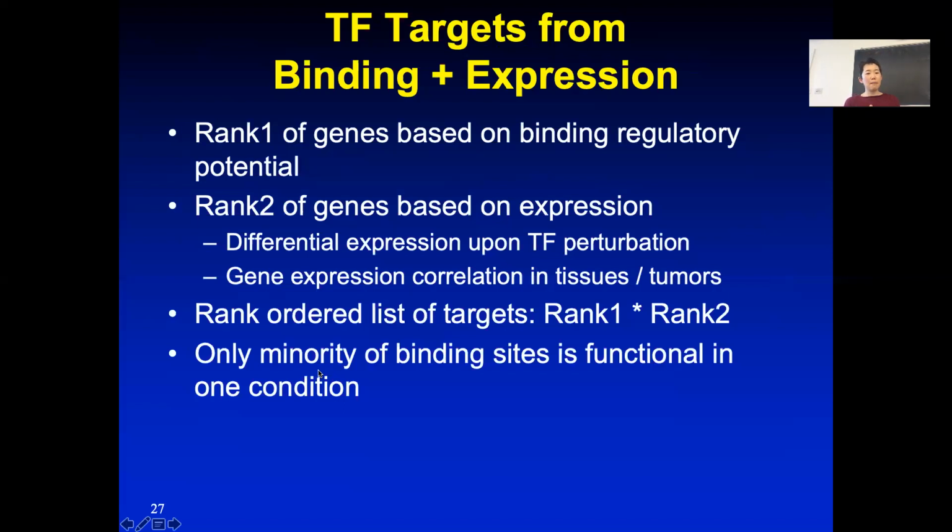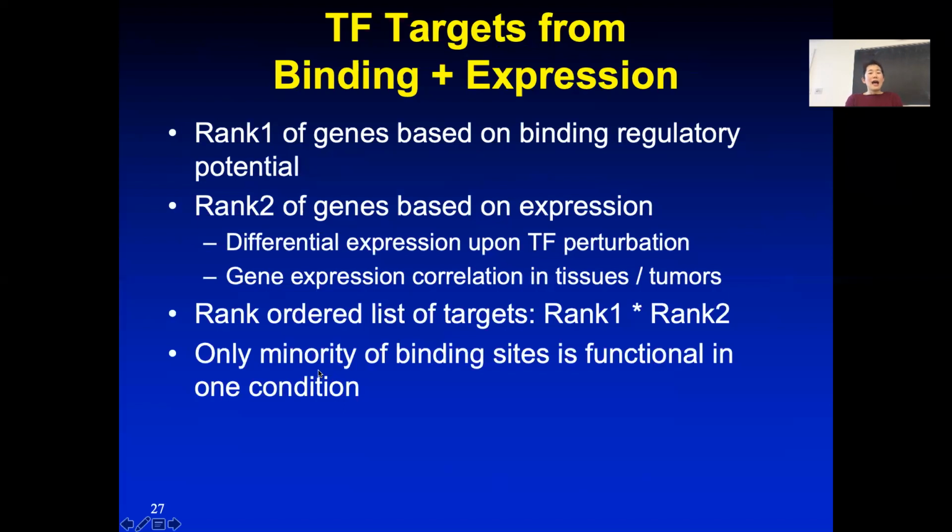And so when you combine the binding data and the gene expression data, you can have a rank-ordered list of which ones are the strong targets, which ones are the weaker targets. And so in each condition, it's not surprising for a transcription factor to have maybe just a few hundred strong targets, even though they bind to 20,000 locations in the genome.